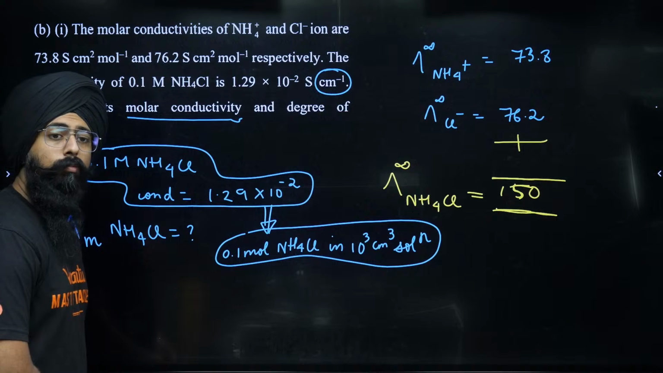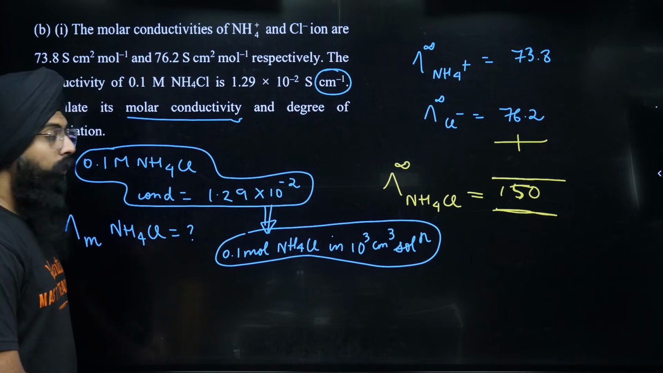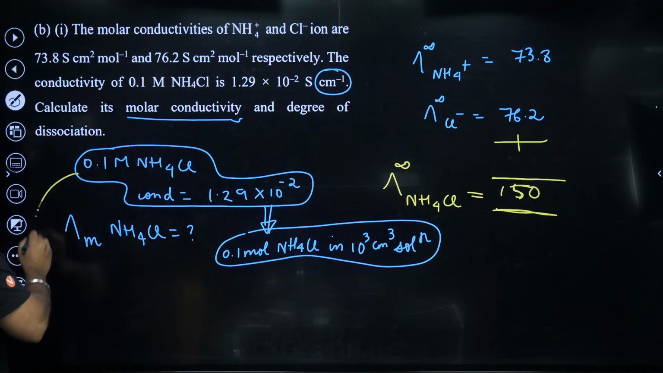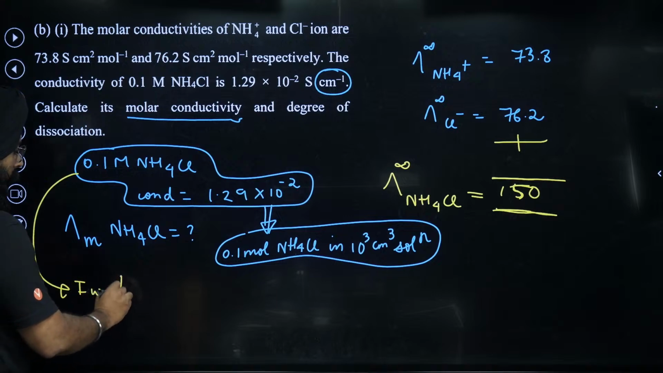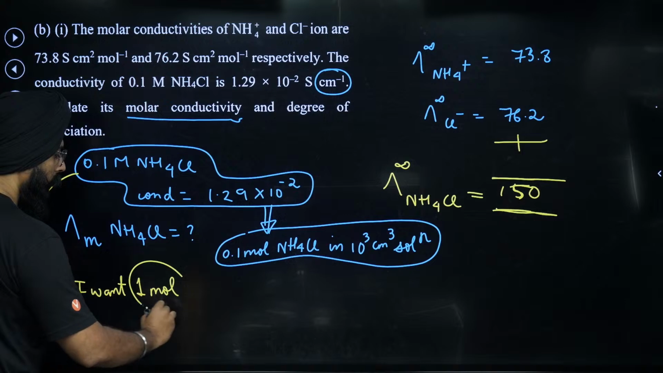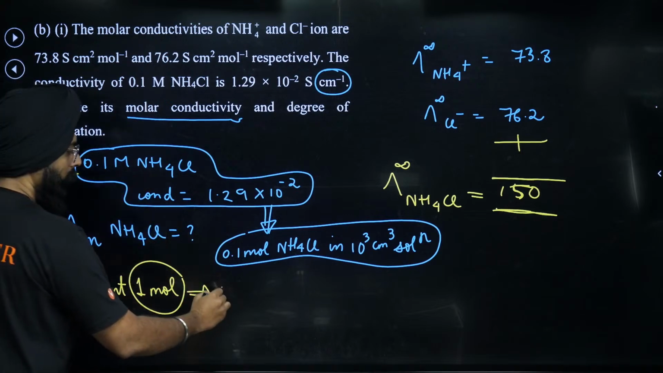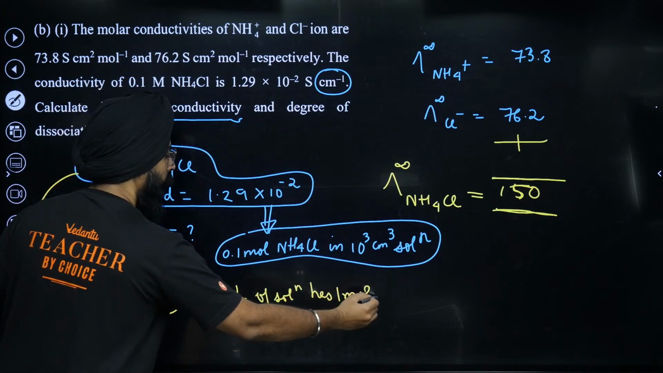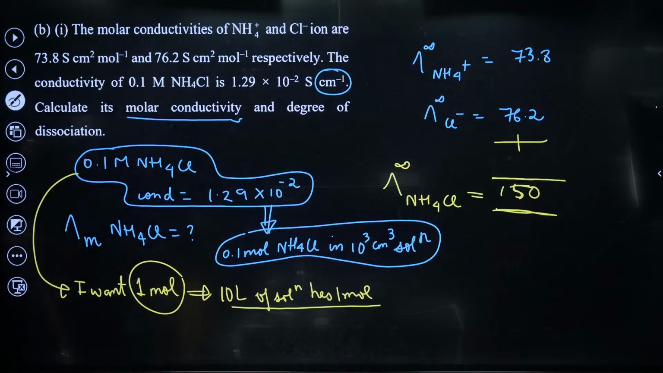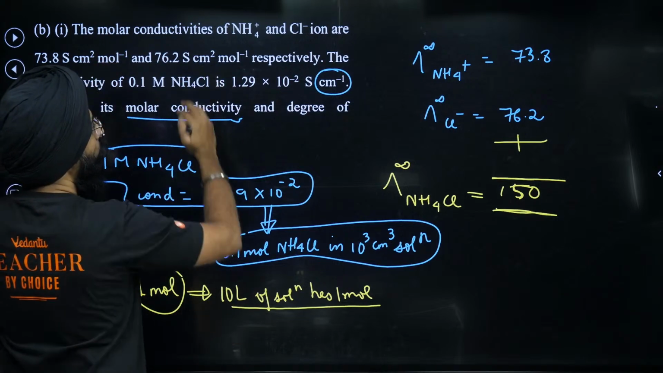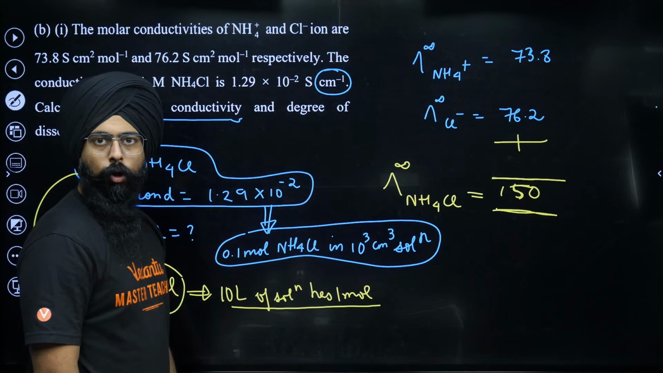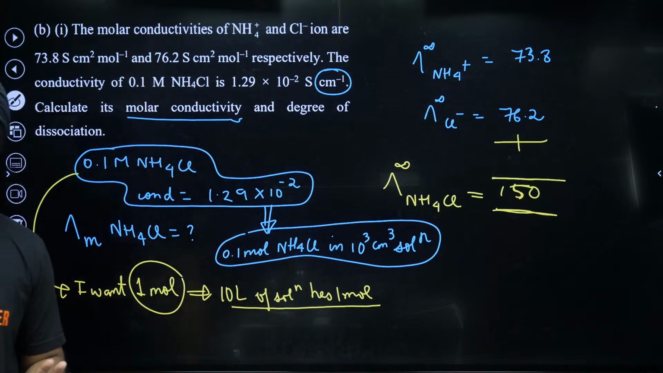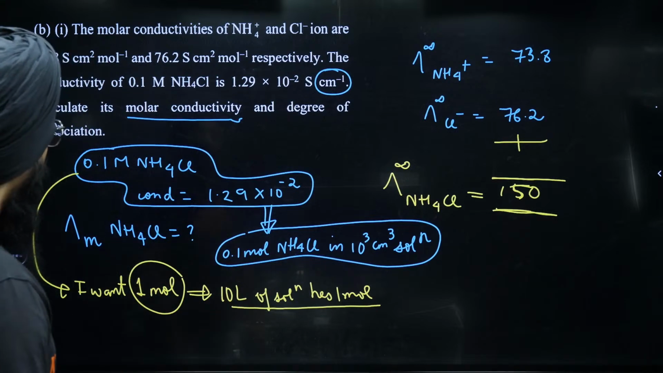So how will I calculate the molar conductivity? Logically explaining this idea to you. What I want is 1 mole. So 1 mole will be there in 10 liters of solution. So I will have to take the value of this solution and multiply it to take the according volume over here.